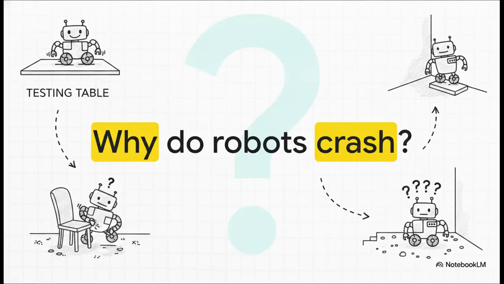But first, I want you to think about something for a second. Why do robots crash? You know the drill. You build a robot, program it to move, and everything seems perfectly fine on your testing table. But the exact moment you put it on the floor, bam! It runs straight into a chair, drives right off a step, or stubbornly drills itself into a corner while the motors just whine. So why does that happen?